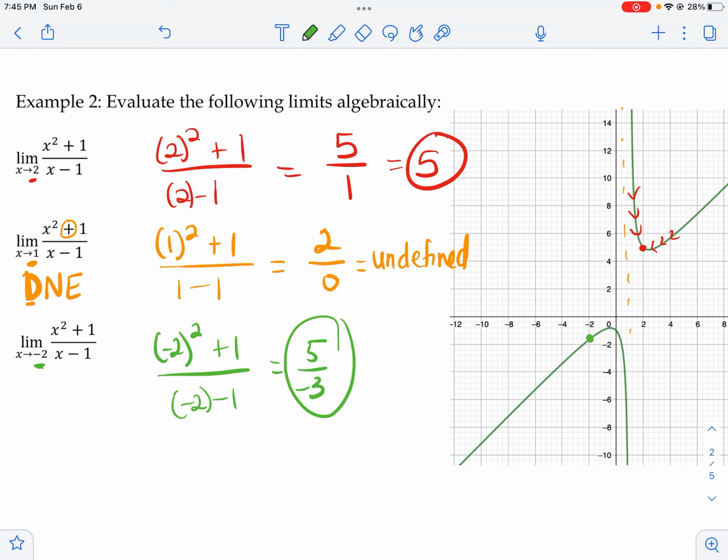Okay, so we try direct substitution first. In the event it doesn't work, like in the second one here, we attempt to factor. In this case, it wasn't factorable, so it just doesn't exist.